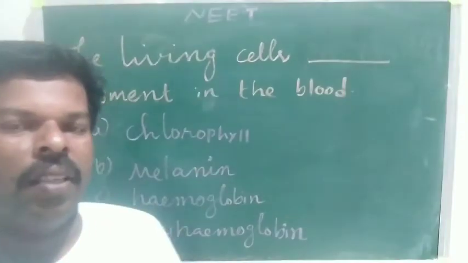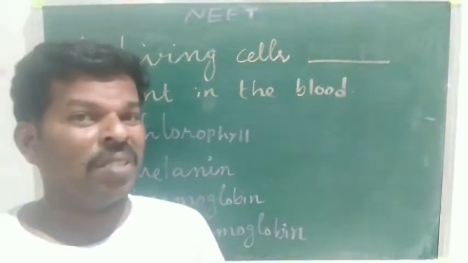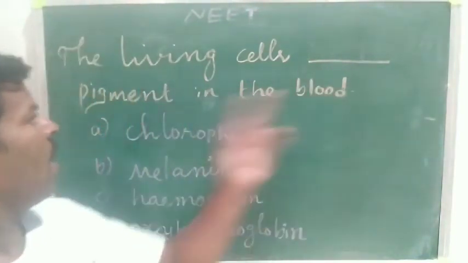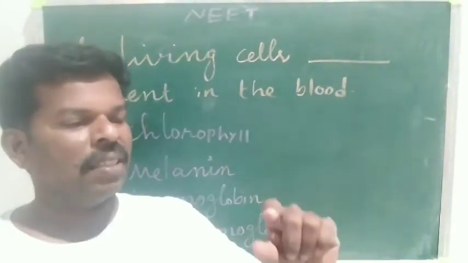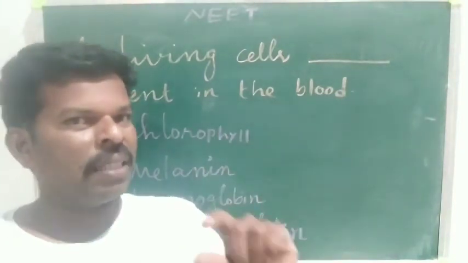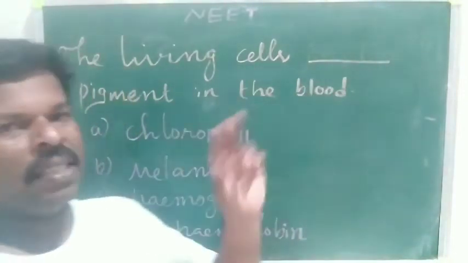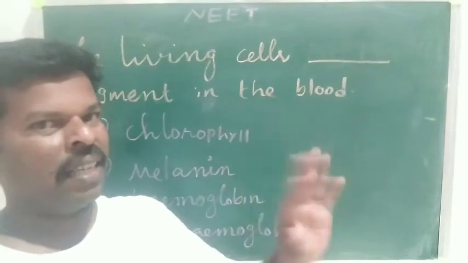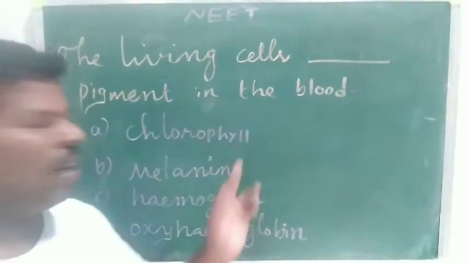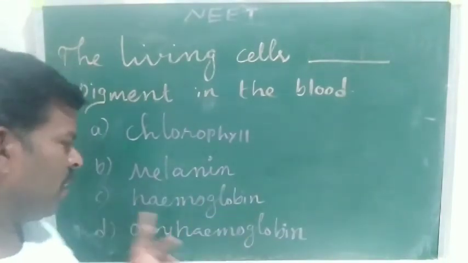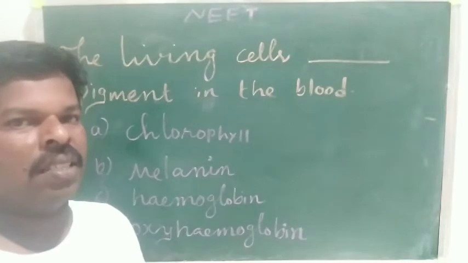Okay. The next question. The living cells. Understand the question carefully. The living cells contain pigments in the blood. In living cells, you know blood very well. Actually, blood is red in color. Which coloring agent, I mean pigment, is in the blood? Chlorophyll, melanin, hemoglobin, oxyhemoglobin. Which one is the answer?